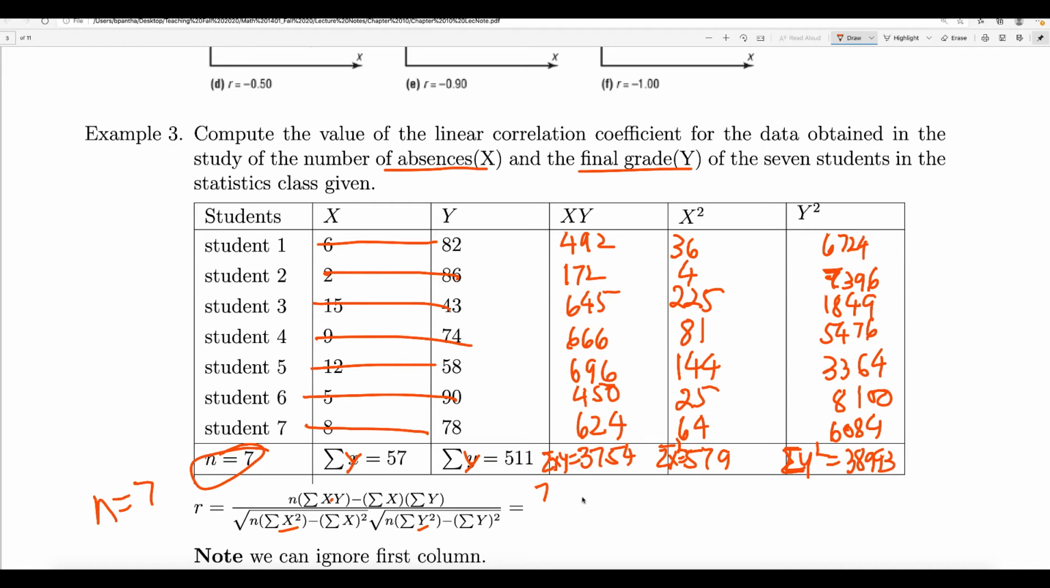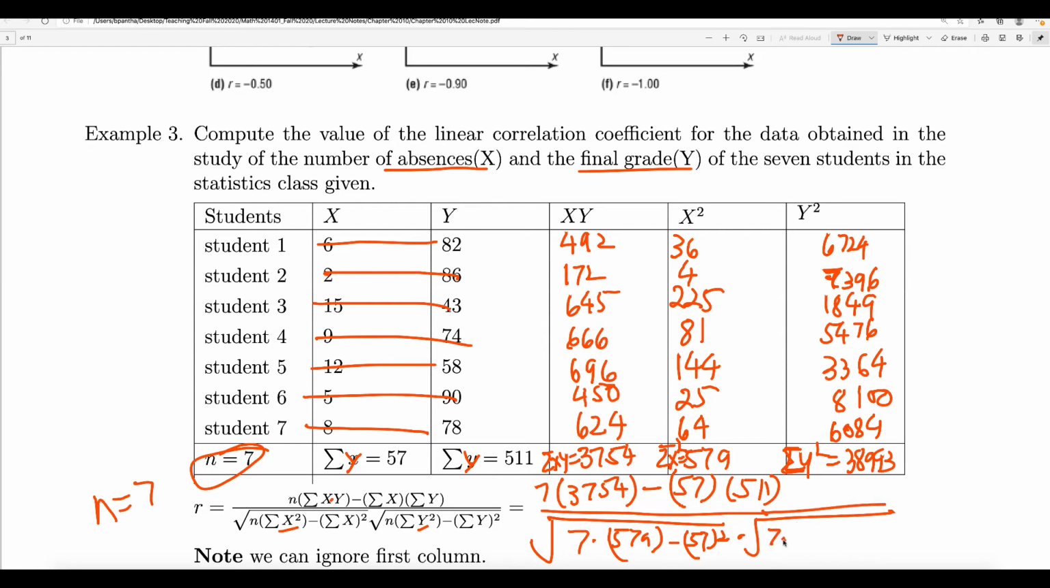7 times summation x times y is 3754 minus summation x, which is 57, times summation y, which is 511. Divide by under the root 7 times summation x square, which is 579, minus summation x, which is 57, square. Times another root: 7 times summation y square, which is 38993, minus summation y, which is 511, and then square that. So everything is under the root.